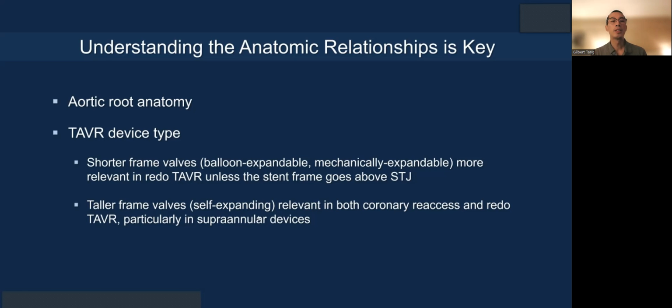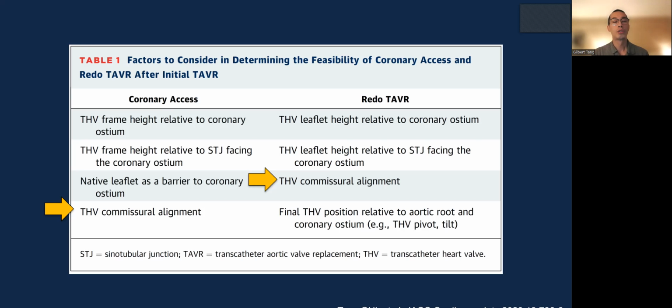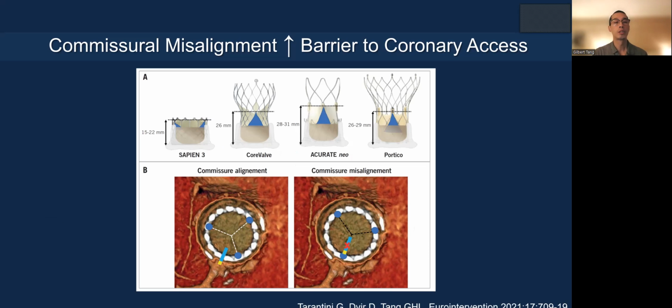So I encourage you to check this out. You need to understand the aortic root anatomy and the TAVR device type to be able to determine commissural alignment and coronary access. The shorter frame valves, such as balloon expandable or mechanically expandable, are more relevant in terms of redo-TAVR, unless the stent frame goes above the STJ. However, the taller frame valves, such as the self-expanding valves, are relevant in both coronary access and redo-TAVR, especially with a supra-annular valve. So you can see commissural alignment is important for coronary access for both therapies.